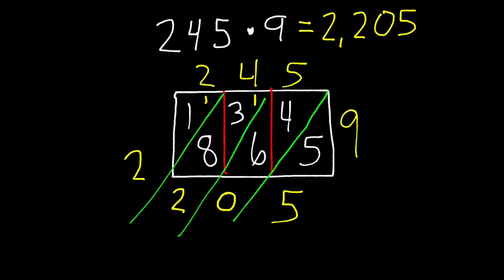How are you feeling about this so far? Hopefully, it's starting to click. You're finding it to be not terribly difficult, which means we're going to try something a little tougher next. For our final example in this video, I'm going to multiply 47 times 36.